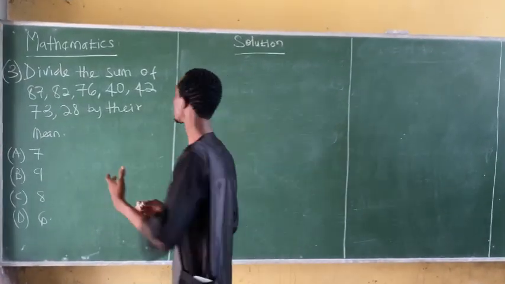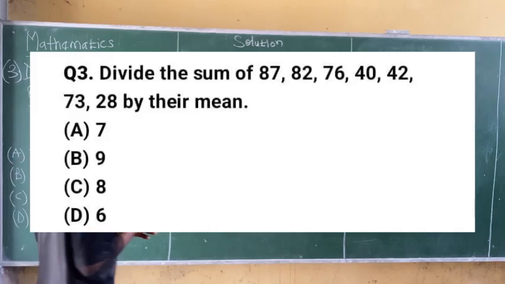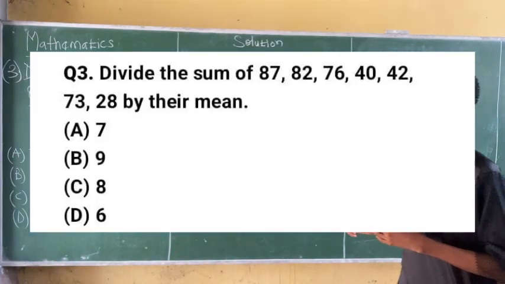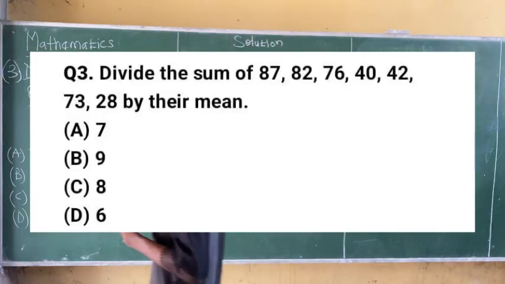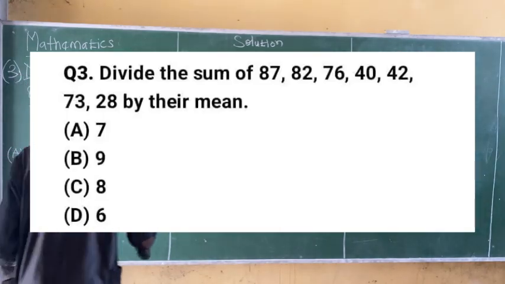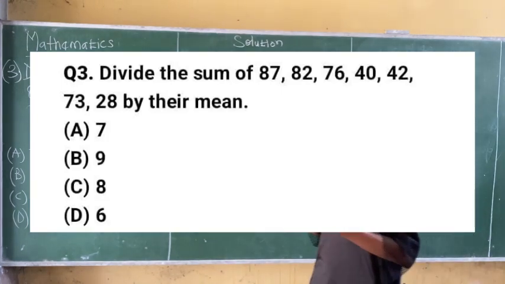Question 3 says, divide the sum of 87, 82, 76, 40, 42, 73, and 28 by their mean. Option A, we have 7. Option B, we have 9. C, we have 8. And D, we have 6.